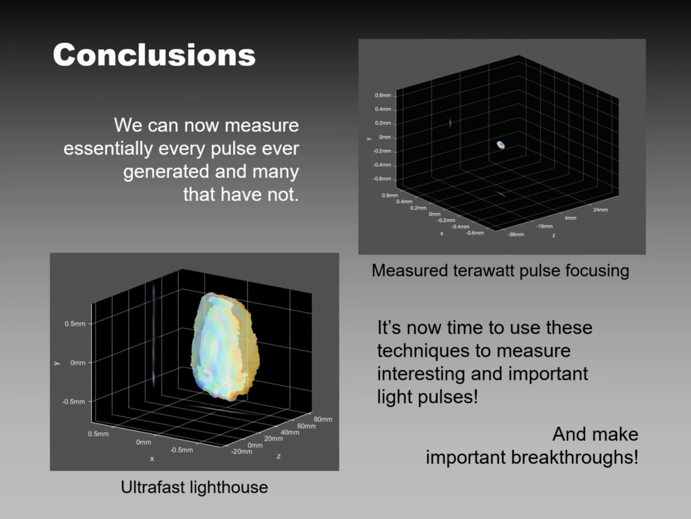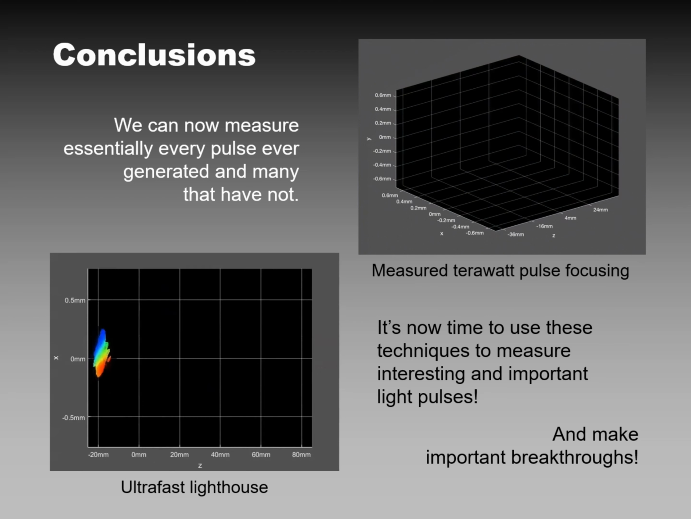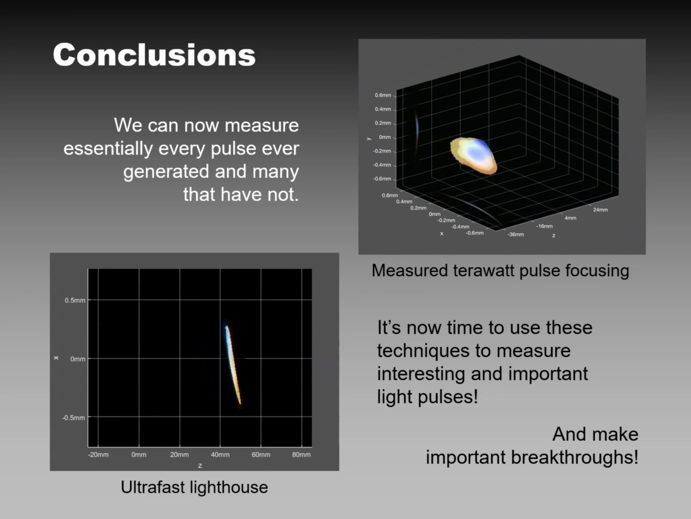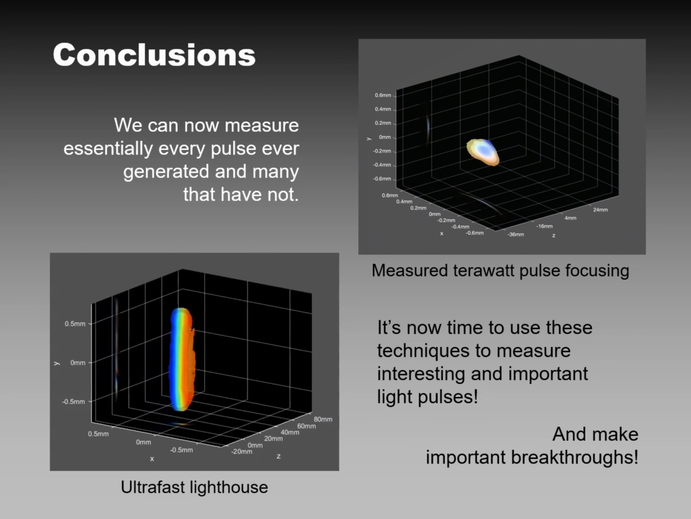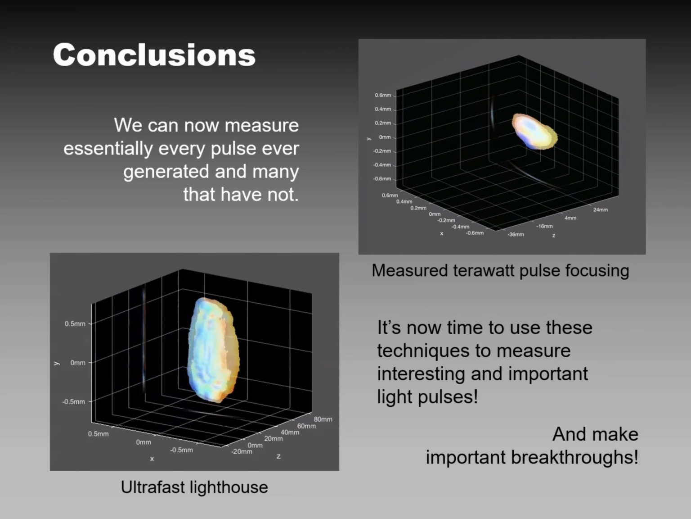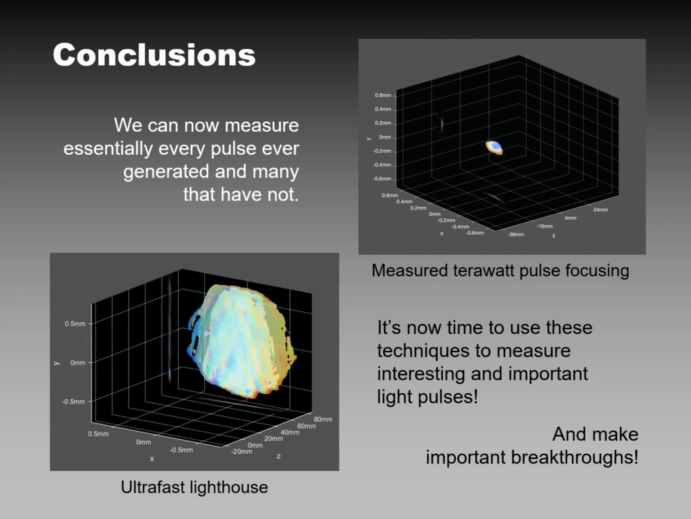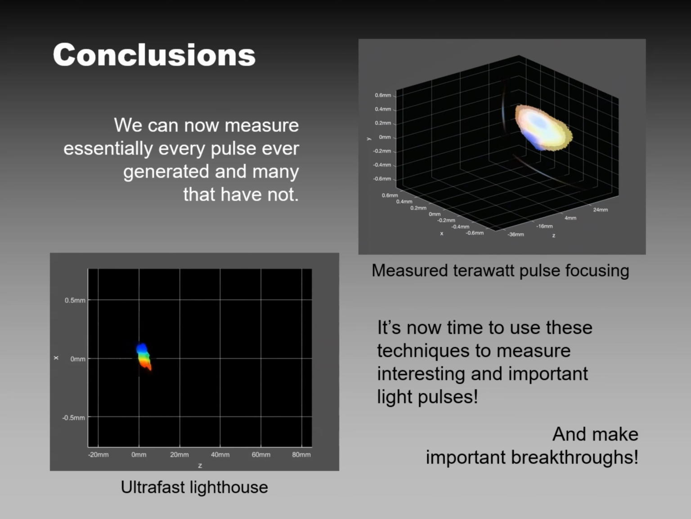But now if I hear that you're still measuring only autocorrelations or coherent artifacts, know that you'll be setting science back 3 decades, and words won't be able to describe how disappointed your parents and I will be in you. Instead, it's now time to use these more powerful light measurement techniques to measure interesting and important light pulses and maybe discover something that'll change the world.